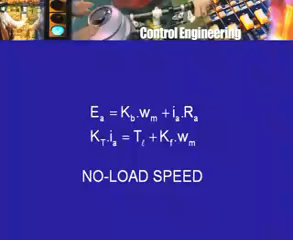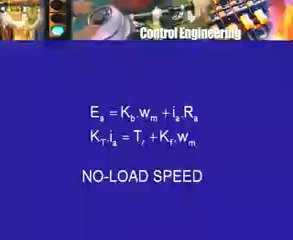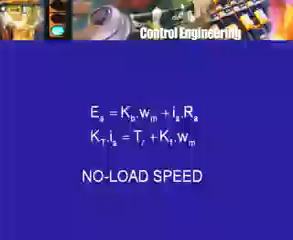So the back EMF will be now 229 volts, whereas under rated conditions the back EMF was 210 volts. Now it is 229, which means what? Which means that the no load speed will be greater than the rated speed of 1500 rpm. How much greater?